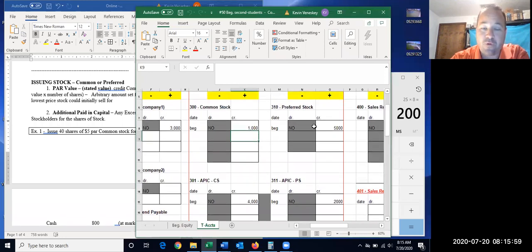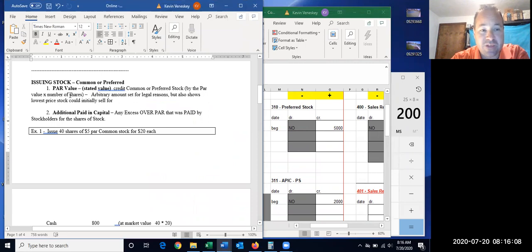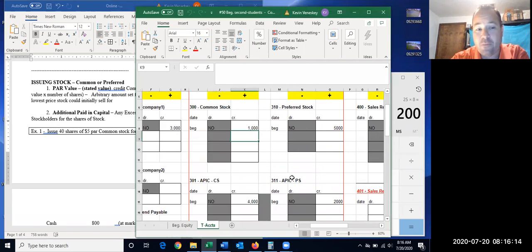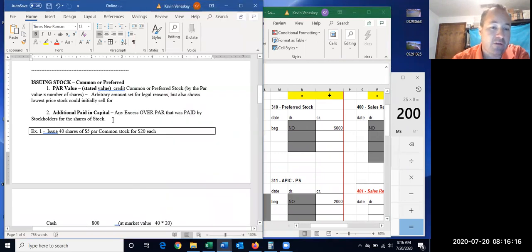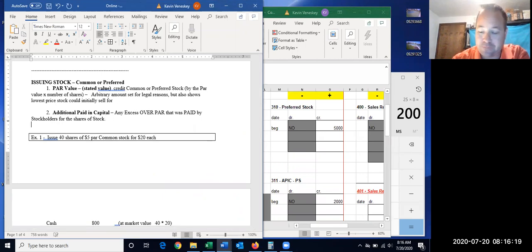The common stock and preferred stock accounts are the par value. These are always listed at par value. So that's what this is. And then anything over and beyond the par value that the stock sells for goes down here in additional paid in capital. So we're going to see now how that looks, because I know that's kind of confusing right now.